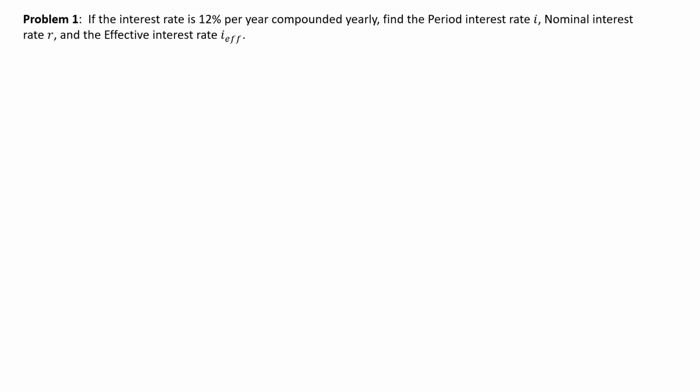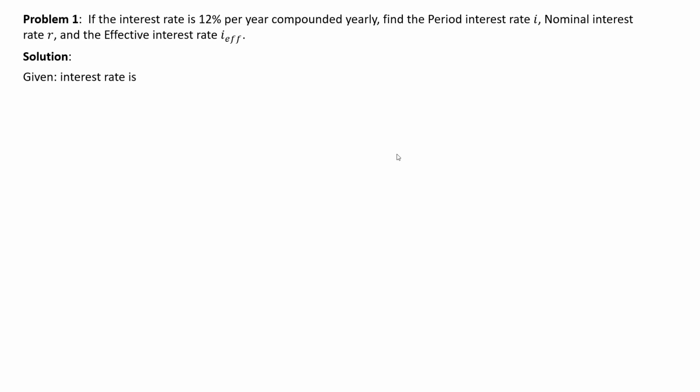Let's be very clear about it. So that's why I'm trying to keep saying... I'm trying, man, I can't form a sentence. So I'll keep trying to use these terms. Okay, so period interest rate I and all that.